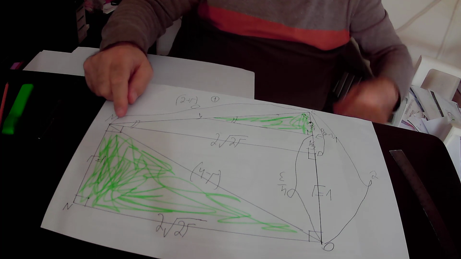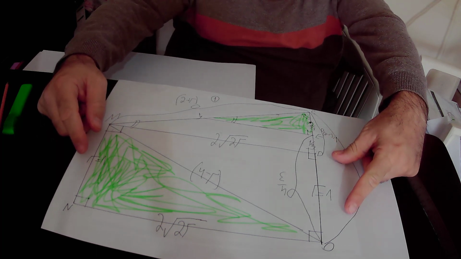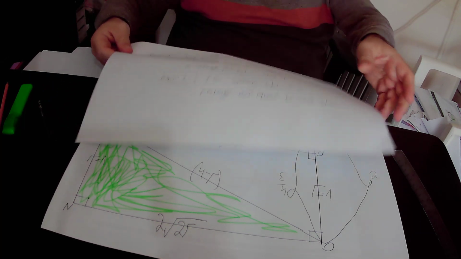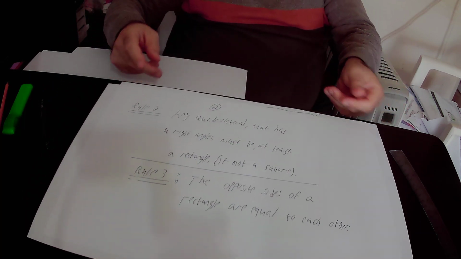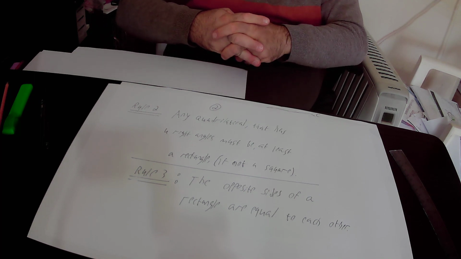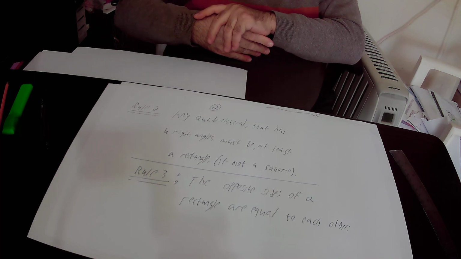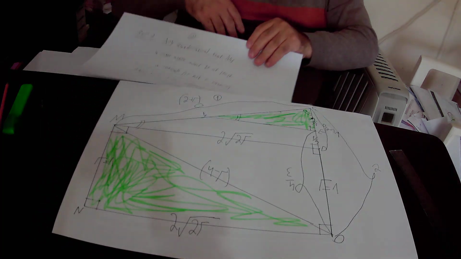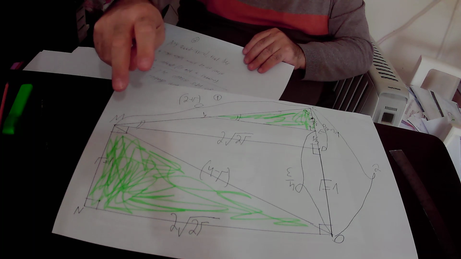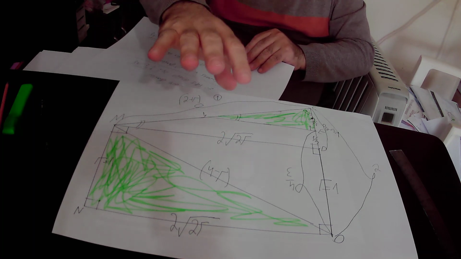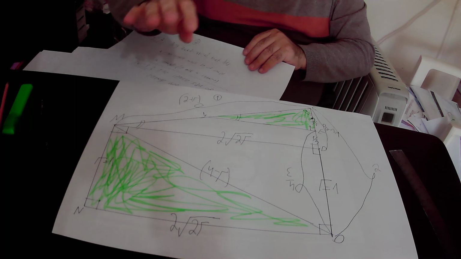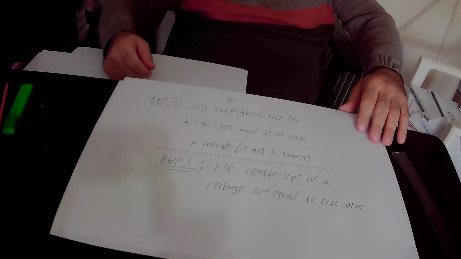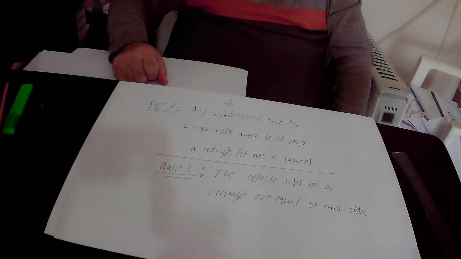Okay, so actually quadrilateral MNDO has 4 right angles. And according to rule number 2, any quadrilateral that has 4 right angles must be at least a rectangle, if not a square. So this quadrilateral MNDO that has 4 right angles must be at least a rectangle, if not a square. And we have rule number 3 also, that the opposite sides of a rectangle are equal to each other.